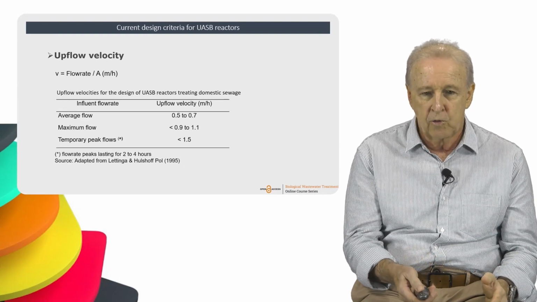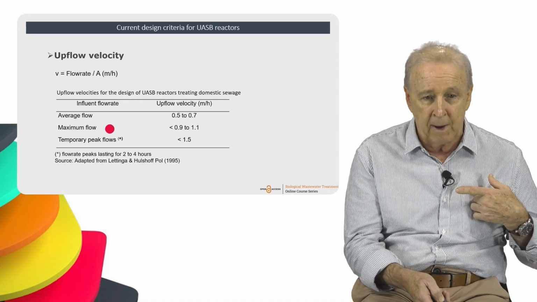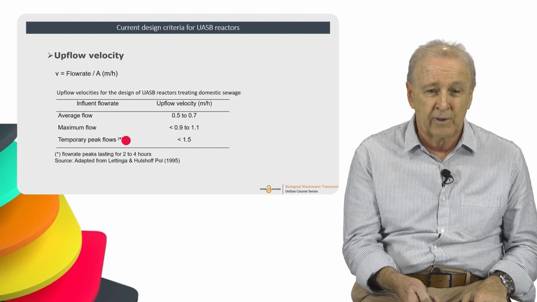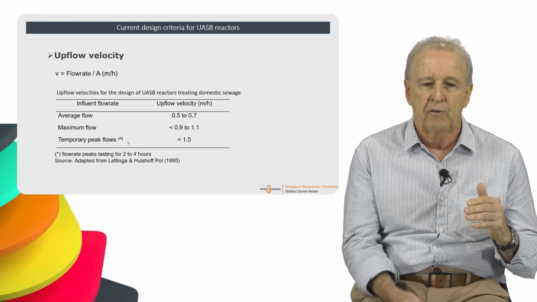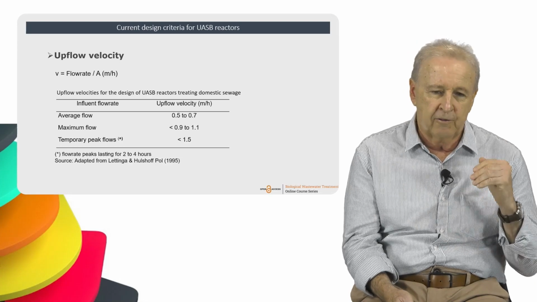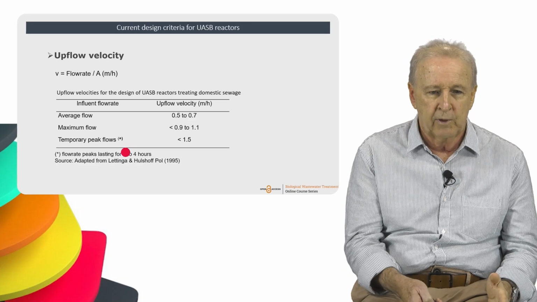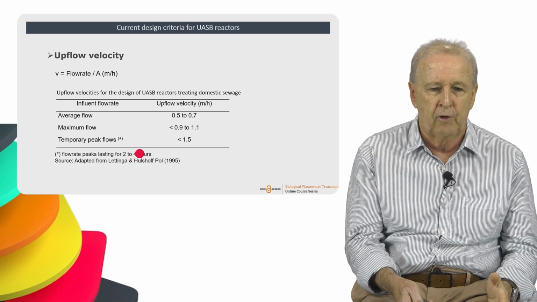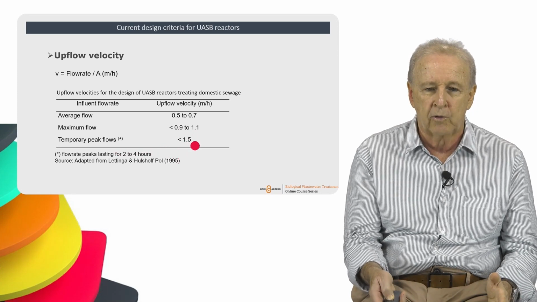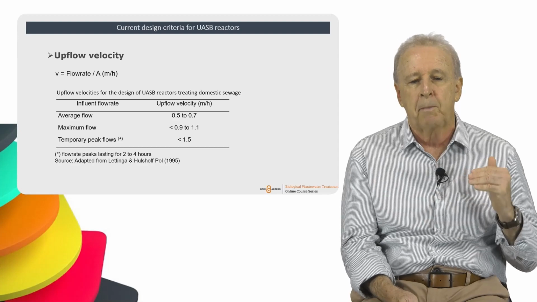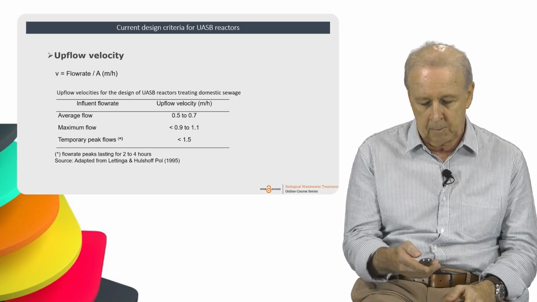So it's important to verify these upflow velocities for the average flows, for the maximum flow, but also for the temporary peak flows. For instance, if you have some contribution of rainwater for a few minutes or a few hours during the day, respecting these maximum 2 to 4 hours peak flows, it's important that even during these peak flows, the upflow velocity does not surpass 1.5 meters per hour.